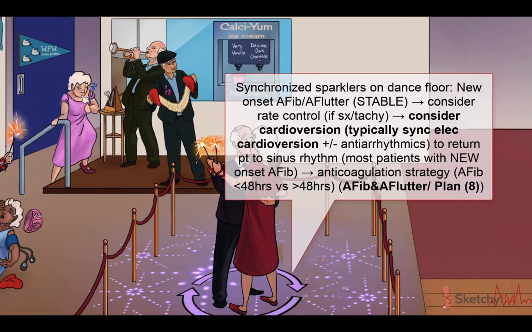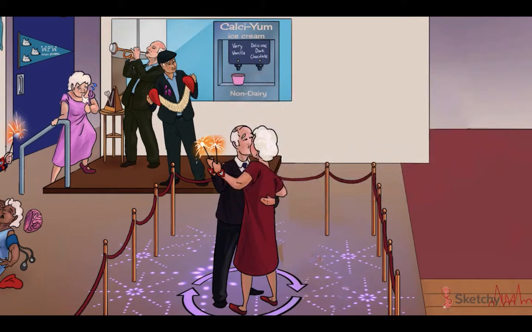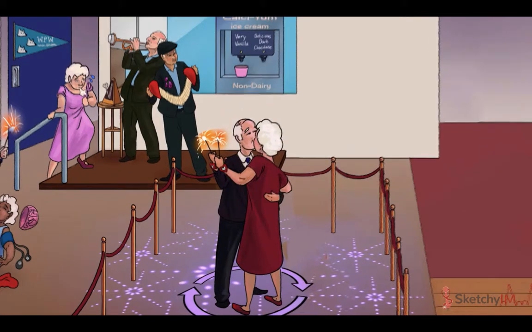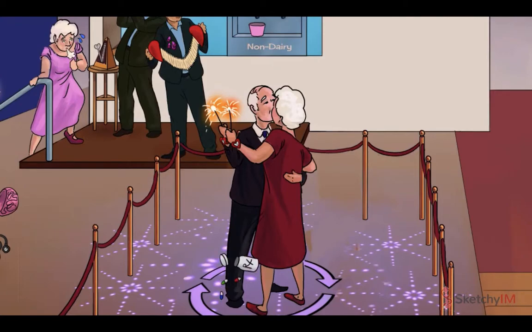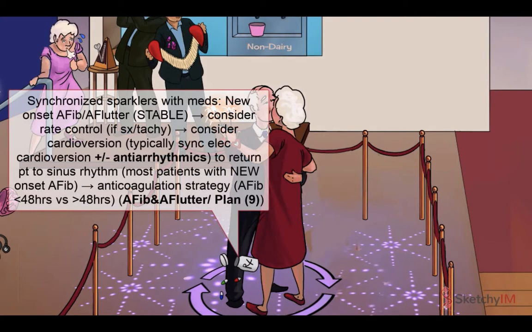Attempt to restore sinus in most patients with new onset AFib, even if asymptomatic, because the best chance of successful restoration and maintenance of sinus rhythm is at initial diagnosis. The synchronized watches, along with those high voltage party sparklers, should remind you of synchronized electrical cardioversion, the preferred method for restoring sinus rhythm in new onset AFib. Antiarrhythmic drugs, such as flecainide or propafenone, are sometimes given along with electric cardioversion to increase the chance of success.